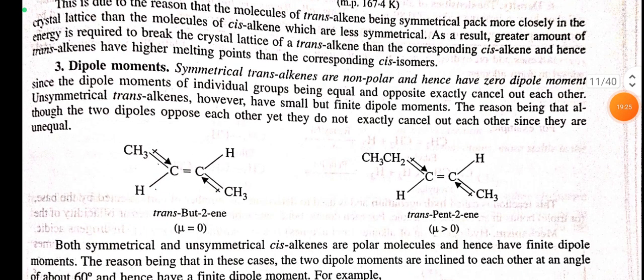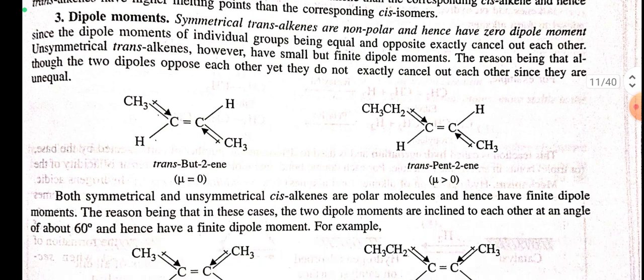Dipole moment. Symmetrical trans alkenes are non-polar and hence have zero dipole moment, since the dipole moments of individual groups, being equal and opposite, exactly cancel out each other. Unsymmetrical trans alkenes, however, have a small but finite dipole moment. The reason being that although the two dipoles oppose each other, they do not exactly cancel out since they are unequal.